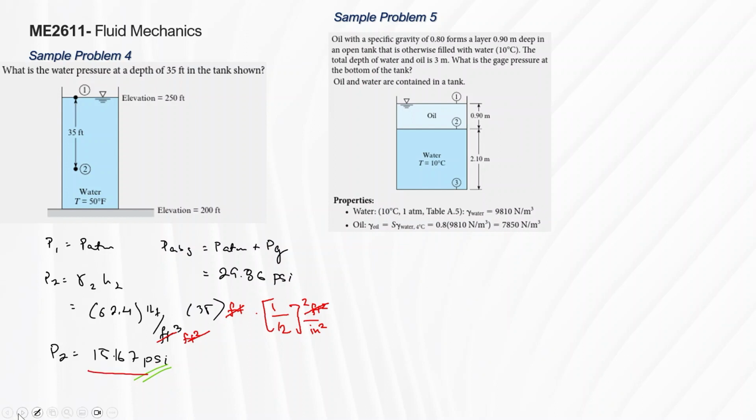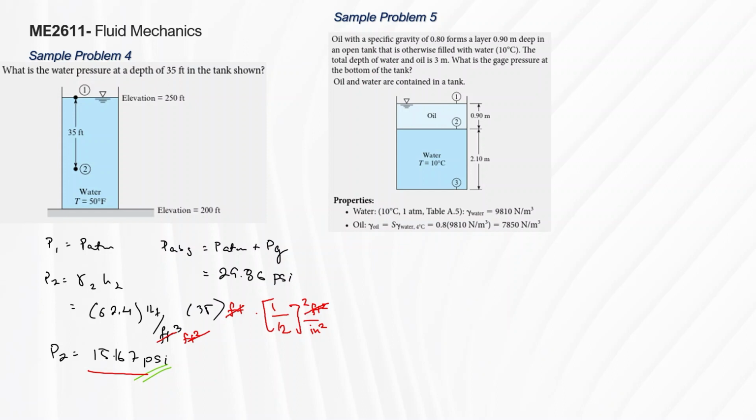Okay, now with the next problem. So, an oil with a specific gravity of 0.8 forms a layer 0.9 meters deep in an open tank that is otherwise filled with water at 10 degrees. And the total depth of water and oil is 3 meters. The question here is, what is the gauge pressure at the bottom of the tank?